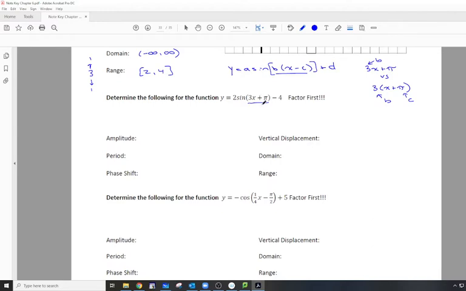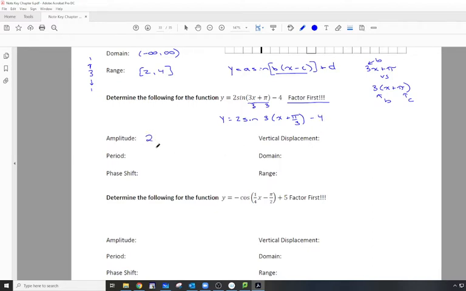So the first thing you're going to want to be able to do to see your phase shift is factor this bracket. So to factor it, you're always going to just take the coefficient on x. So I'm going to factor 3 out of each of these terms, and I would be left with y equals 2 sine 3 times x plus pi by 3 minus 4. So now I can answer the questions.